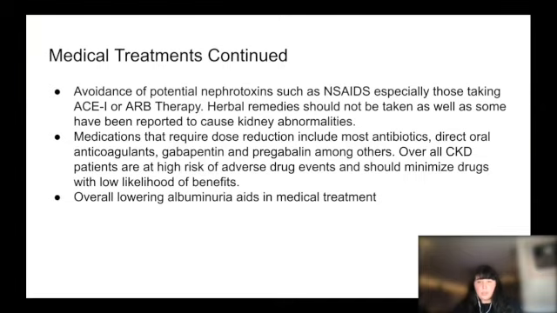It is important to avoid nephrotoxins such as NSAIDs, especially when taking ACE inhibitors or ARBs. Because some herbal medicines have been shown to induce renal problems, they should not be consumed. The majority of antibiotics, direct oral anticoagulants, gabapentin, and pregabalin are among the medications that need their dosages reduced. Drugs with little chance of benefit should be avoided by CKD patients, who are generally at high risk for adverse medication effects.